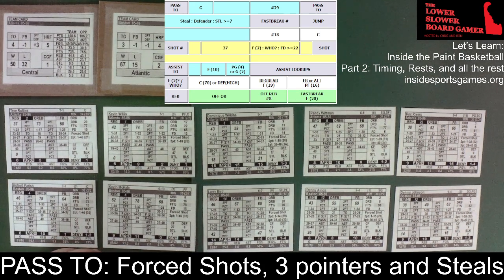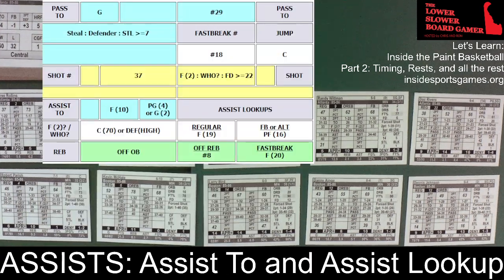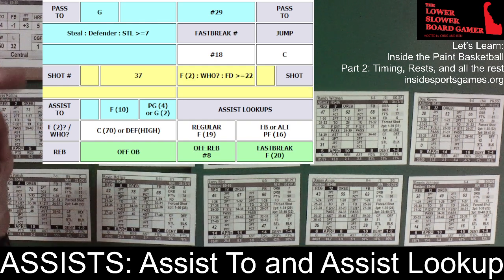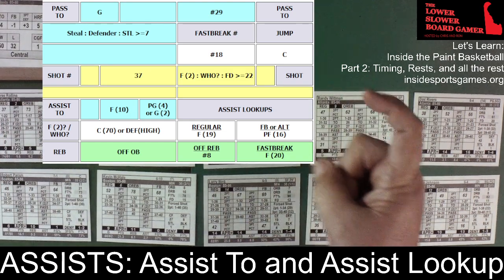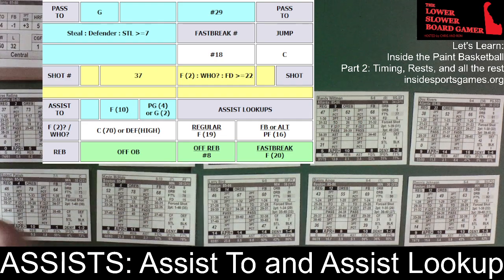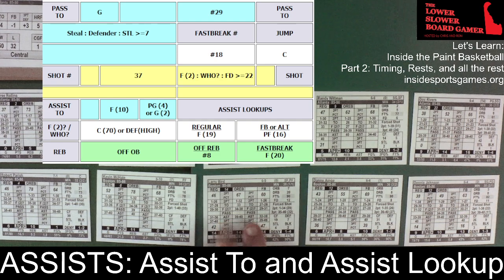Next, let's go ahead and move on to assists and go over that in greater detail. All right, we're going to go over assists here. First, we're going to go over assist 2, which is right here. And we're going to go to assist lookups, which is over here. What assist 2 is for is whenever this result is flipped for an action on a player's card, the AST, the assist.